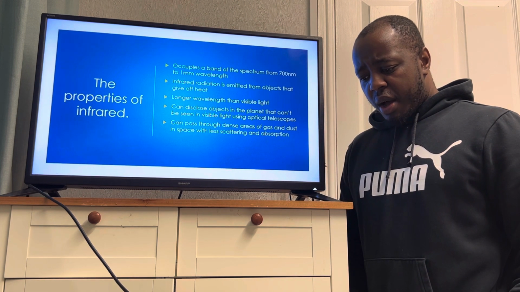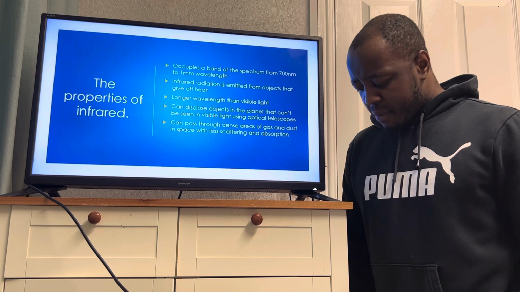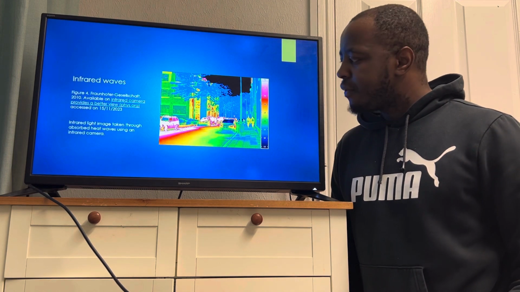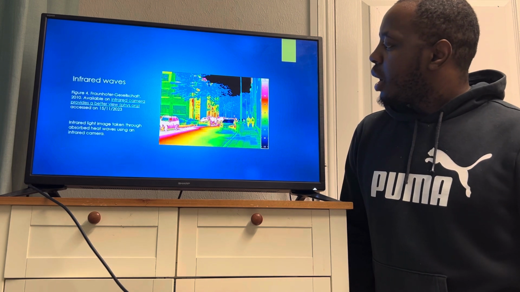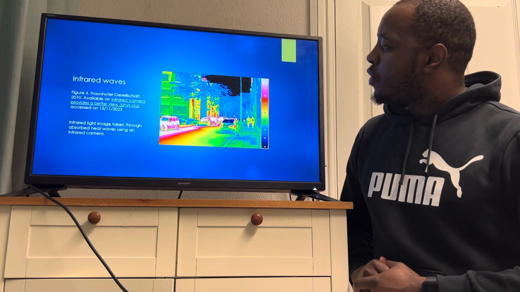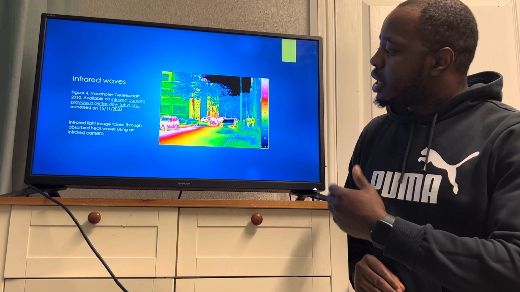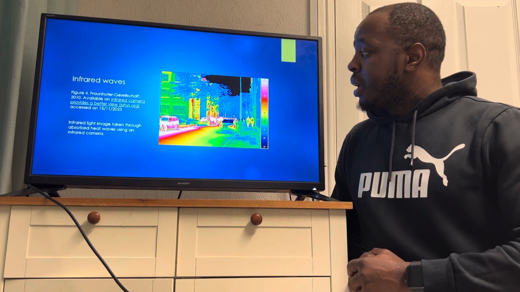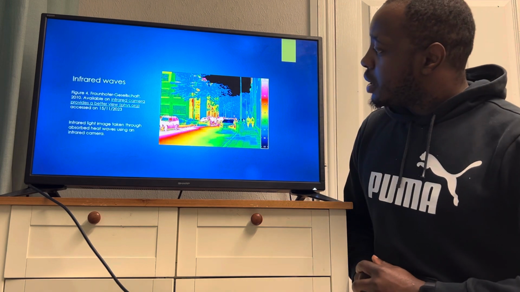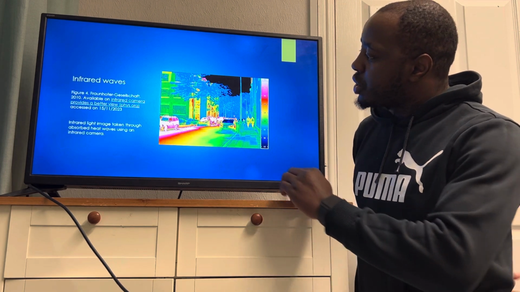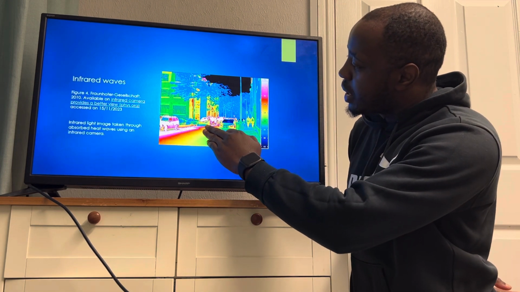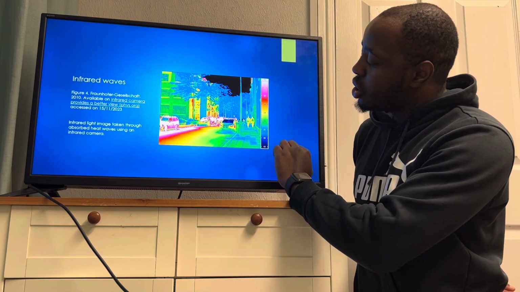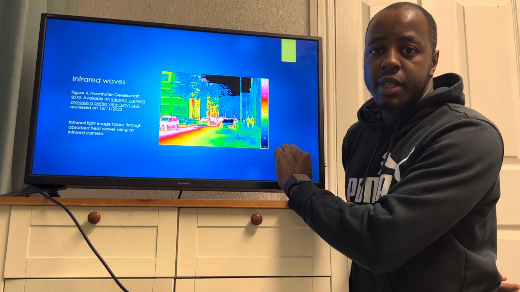Okay, so if we can look at a diagram again, figure 4, okay, which should give us an illustration of what infrared can do. So this is a picture that was taken by an infrared camera. So basically in this picture, you've got all these red shades, right? The red shades, they indicate heat, which translates to infrared waves.